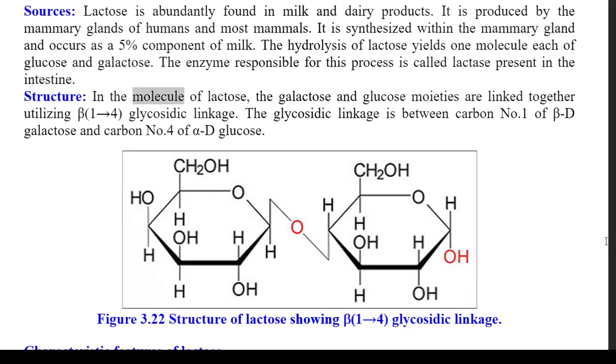Structure: in the molecule of lactose, the galactose and glucose moieties are linked together utilizing beta, 1→4, glycosidic linkage. The glycosidic linkage is between carbon number 1 of beta-D-galactose and carbon number 4 of alpha-D-glucose. Figure 3.22 Structure of lactose showing 1→4 glycosidic linkage.